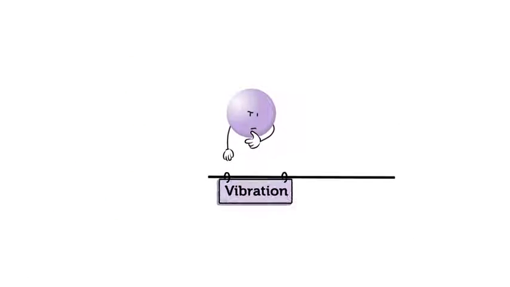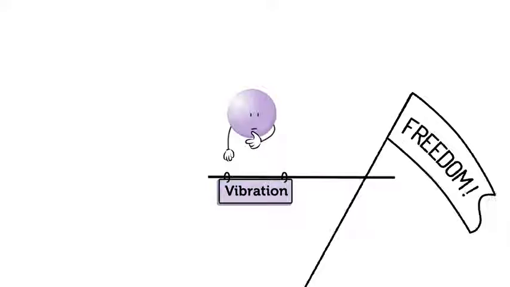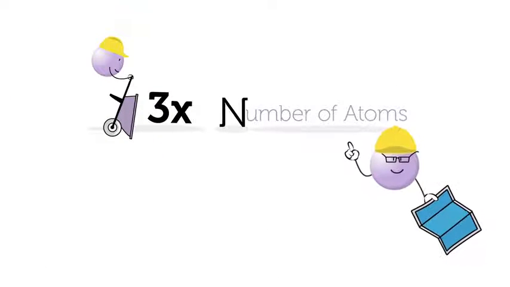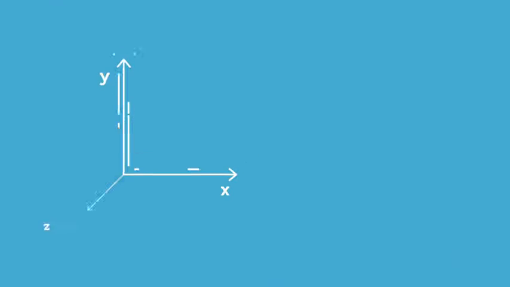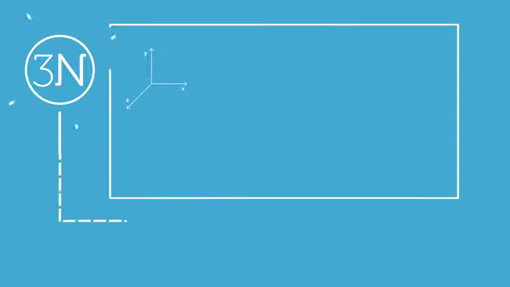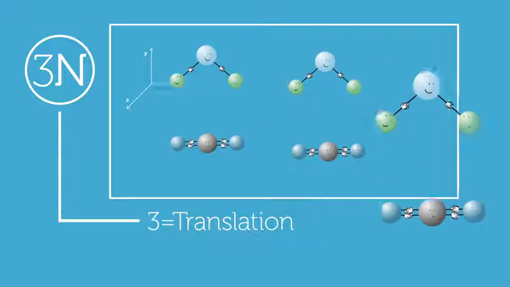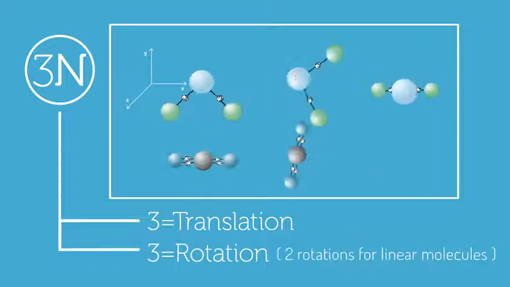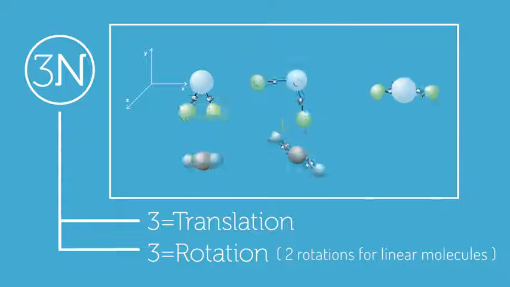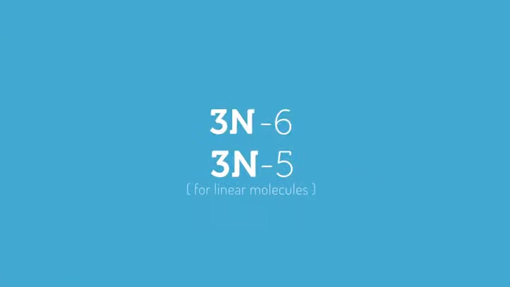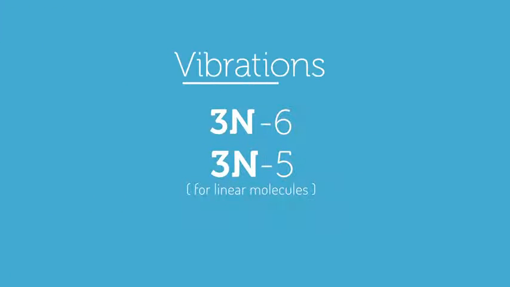If you know how many atoms a molecule has, you can count its vibrational modes. Start with the total degrees of freedom, which is 3 times the number of atoms in the molecule. That's because each atom can move in 3 different directions. 3 of the total correspond to translation, when all the atoms are going in the same direction. And 3, or 2 for linear molecules, correspond to rotations. All the rest, 3N-6 or 3N-5 for linear molecules, are vibrations.